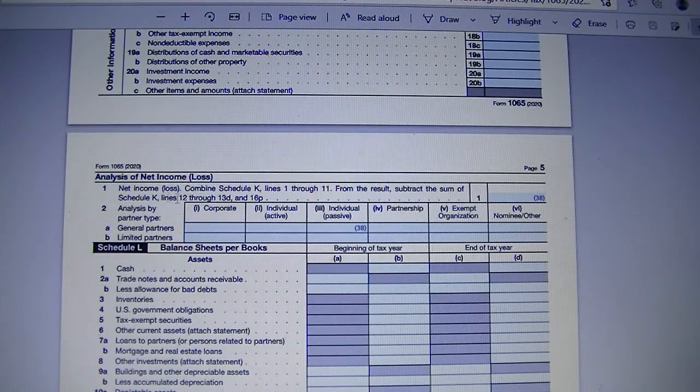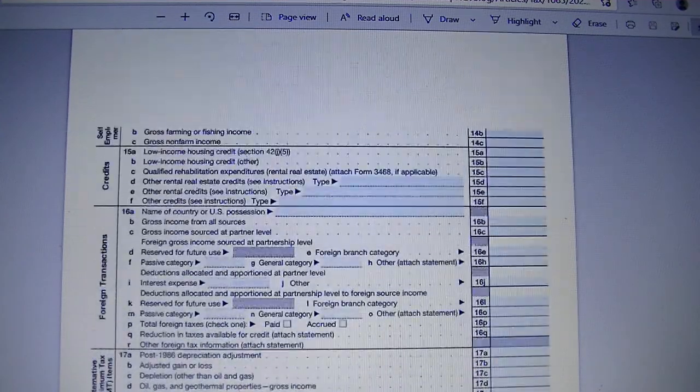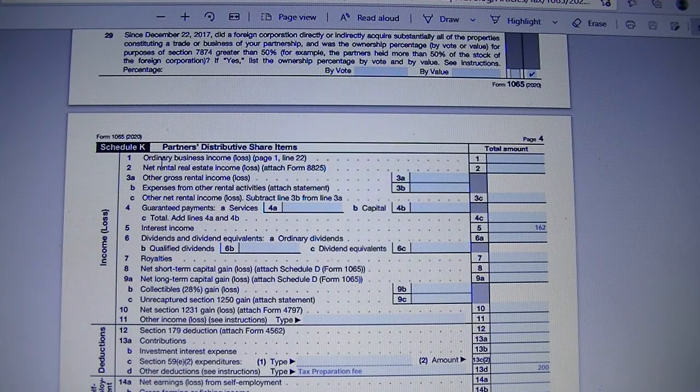Okay, now let's come here. So now on page 5 of Form 1065, you have analysis of net income or loss. So it will take net income or loss. So combine Schedule K line 1 through 11 from the result. Subtract the sum of Schedule K line 12 through 13D and 16P. And you remember that on Schedule K, you have line 1 for income, for business profit or loss. And I told you that if you claim section 179, you should take that out of your Form 4562 and put it on Schedule K. It won't be on your page 1, but it will be on Schedule K line 12.